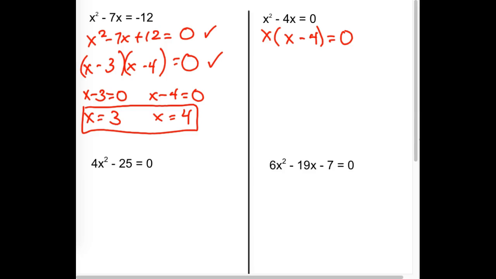Now I still have 2 factors. I have an x here that could be 0. That's going to be one of my solutions. And my other factor says x minus 4 could be the 0. In this case, x would have to be a positive 4. So my 2 solutions are 0 and 4. Do they work? 0 works? How about 4? Yes? All right.